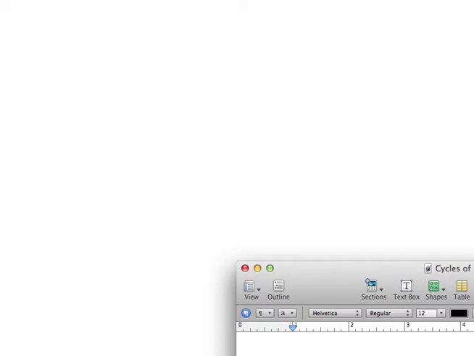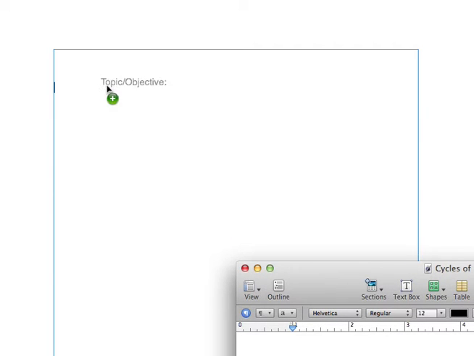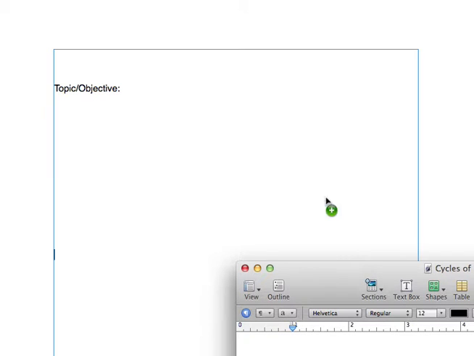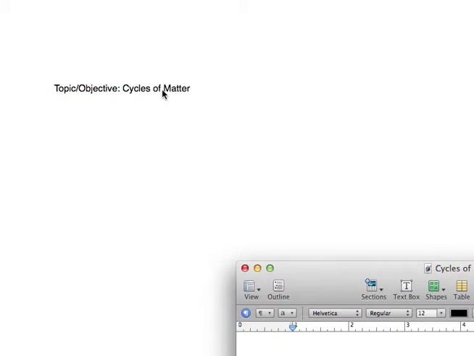Today our topic and objective is cycles of matter. So please make sure you have your Cornell note paper in front of you, and in the topic/objective line you write in cycles of matter.